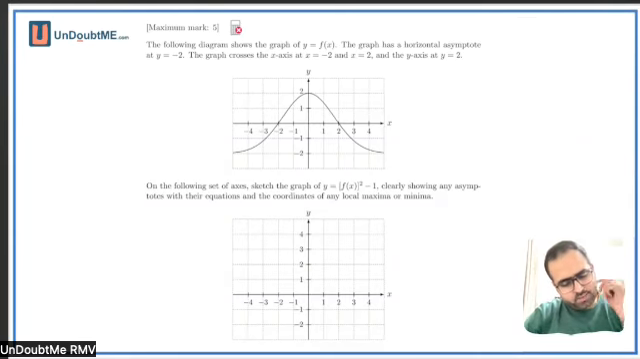The following diagram shows the graph. The graph has a horizontal asymptote at y is equal to -2. The graph crosses the x-axis at -2 and 2. On the following set of axes, sketch the graph of f(x) squared minus 1, clearly showing any asymptote with their equation. Okay, f(x) squared means what?